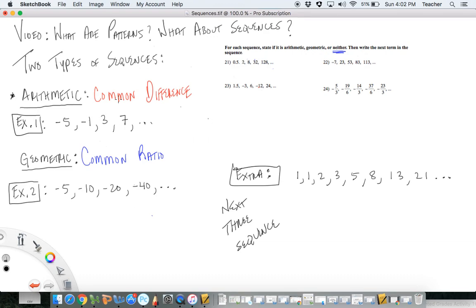So here's two types of sequences that we're going to discuss in our math class. We have the arithmetic sequence, which talks about a common difference, and we also have a geometric sequence, which talks about a common ratio. Now, in both cases, I've given examples here of an arithmetic sequence and a geometric sequence. So you'll notice that in the arithmetic sequence, we have a set of numbers that go up by a certain number, which we call the common difference.